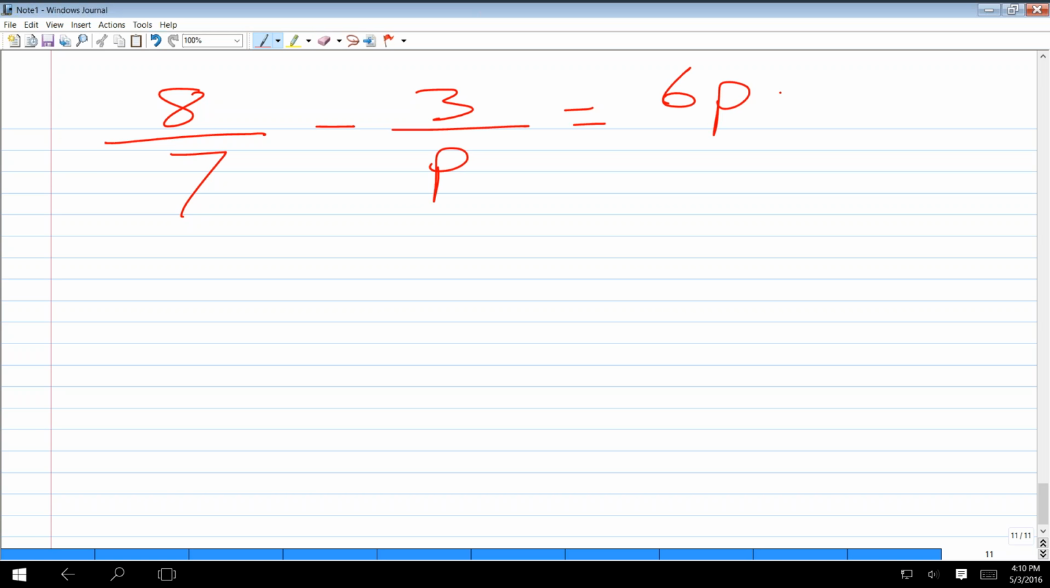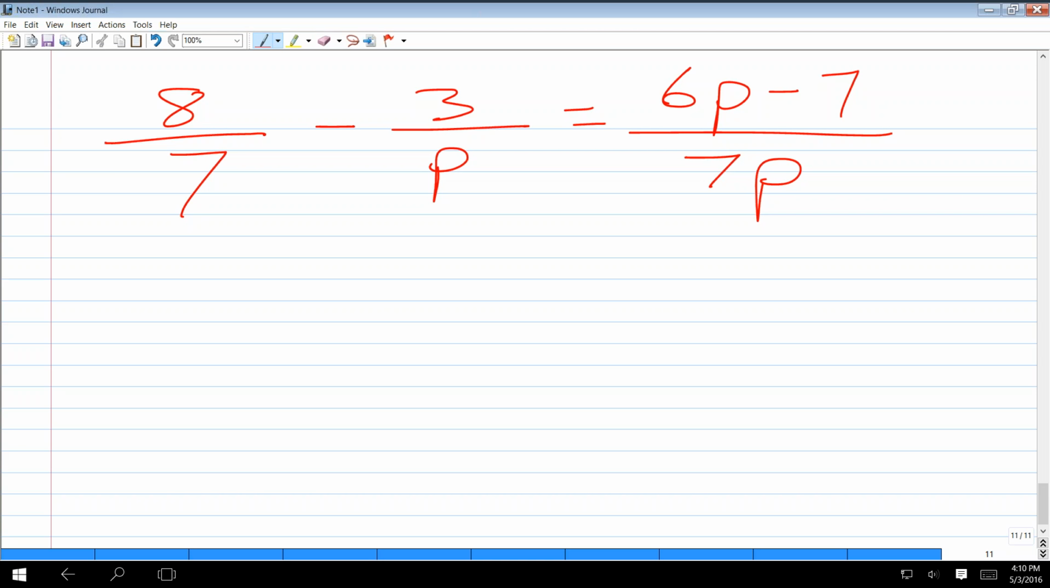8 over 7 minus 3 over p, P as in Paul, equals 6p minus 7 divided by 7p.